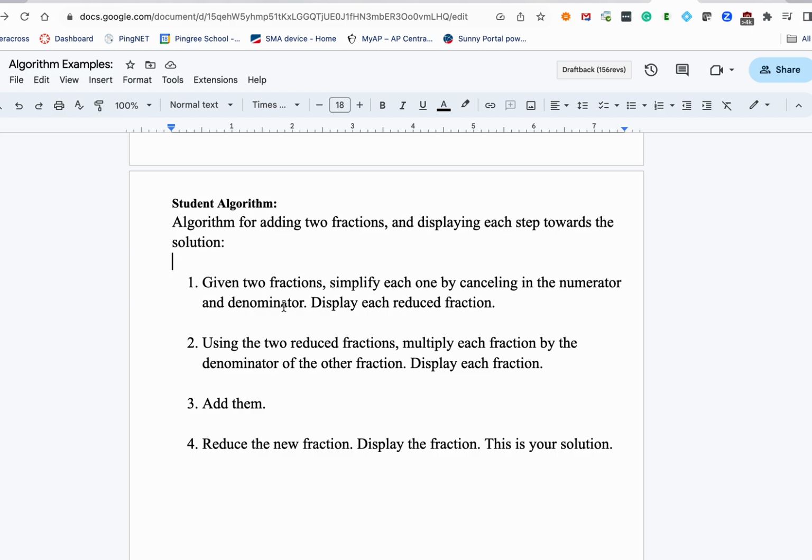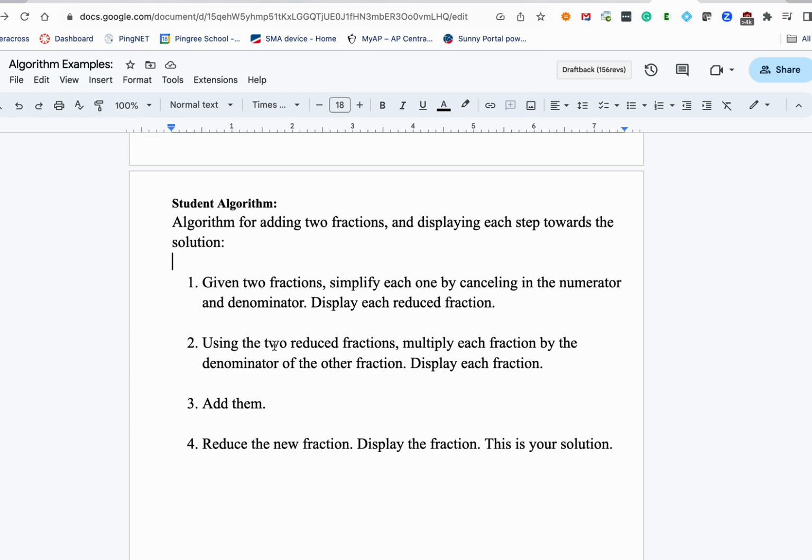So think through how you could explain doing that. You really need to say something like cancel common factors in the numerator and denominator, or factor into prime factors and cancel equal factors, or something along those lines to be clear what you're doing. And then you're supposed to display each step, so that seems relatively clear.